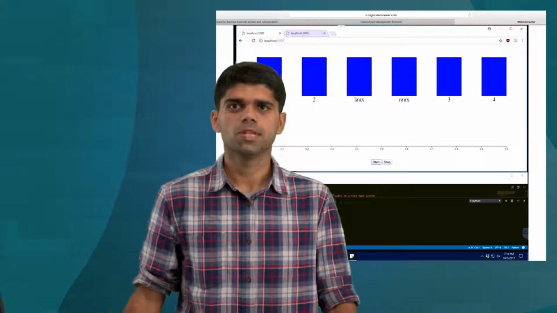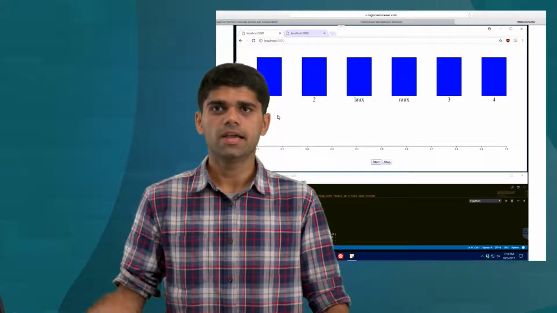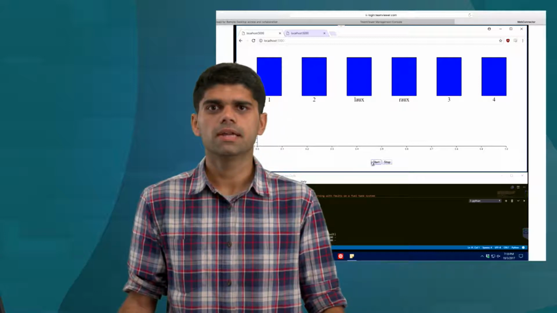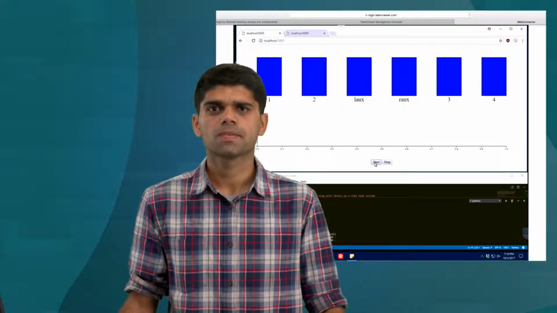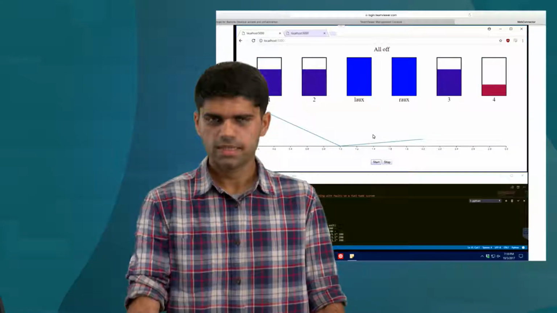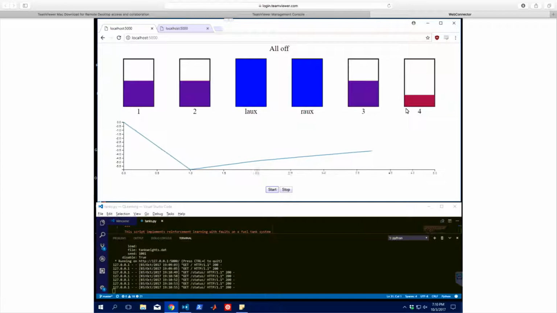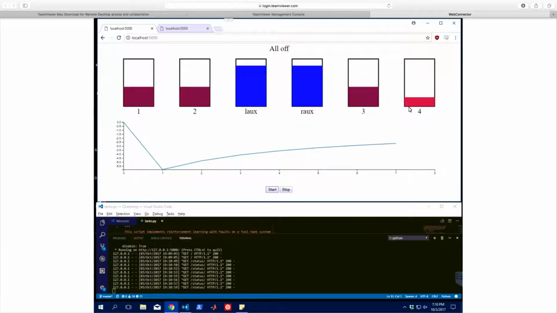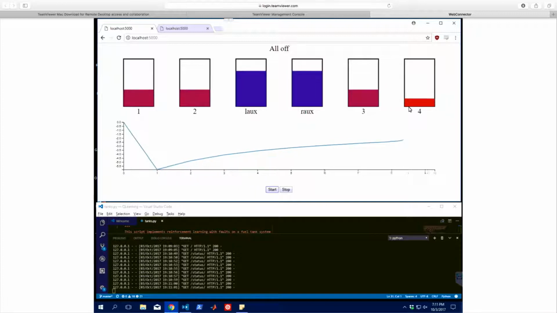So first we're going to simulate the system without any AI working on behalf of us. So let's go ahead and hit start. Immediately you can see that tank 4 has developed a leak and its level is the lowest in there. And that is what we want to recover from.